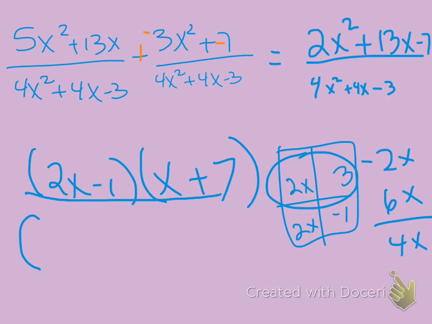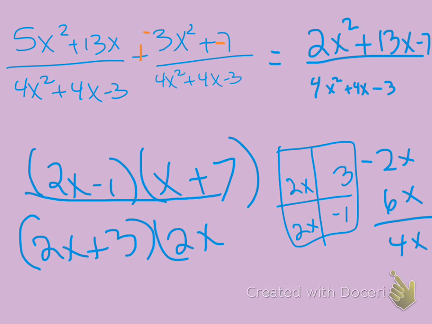So here's 2x plus 3. And here's 2x minus 1. Change colors just so I can cancel nicely. What does cancel? These cancel. Which ones? These two. Yes. So we're left with x plus 7 over 2x plus 3.